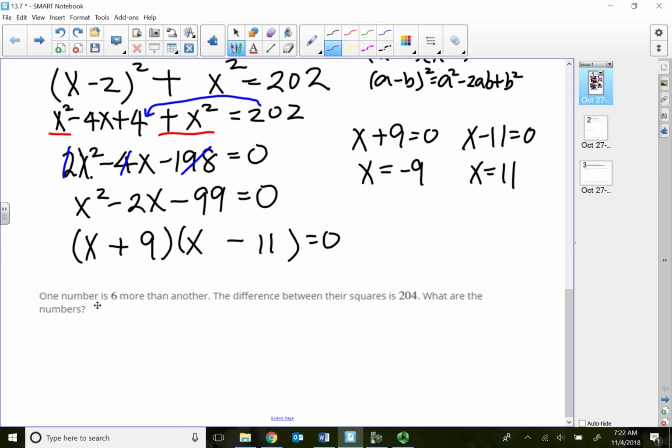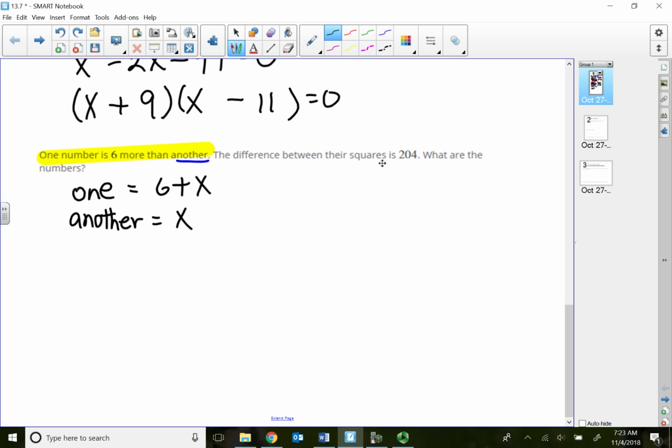All right, this one is one number is 6 more than another. So this one is same translation as the previous ones. So I got one number and I got another. All right, so we're still going to let another to be x. That one number is 6 more than means plus. Another is x. Now this one says the difference between their squares. The difference between their squares is 204.